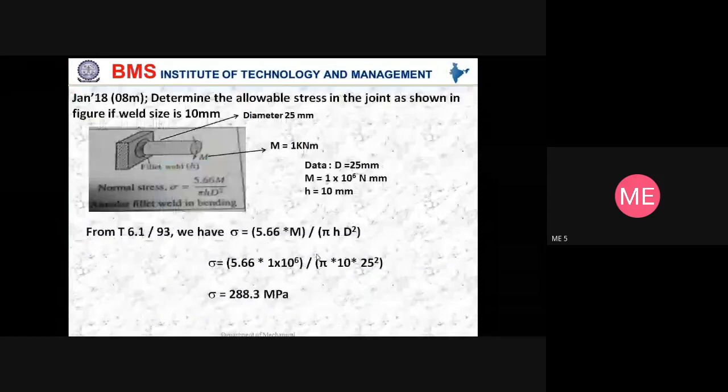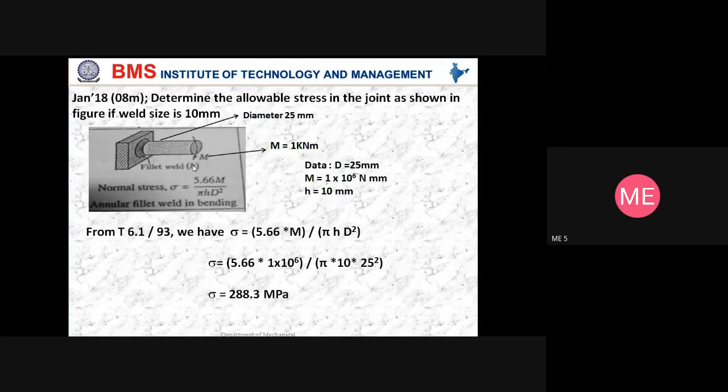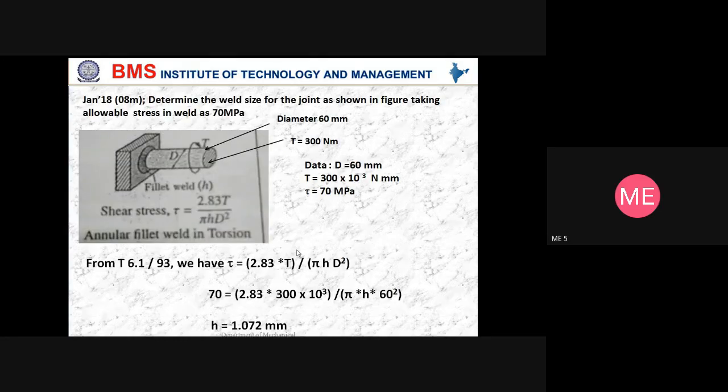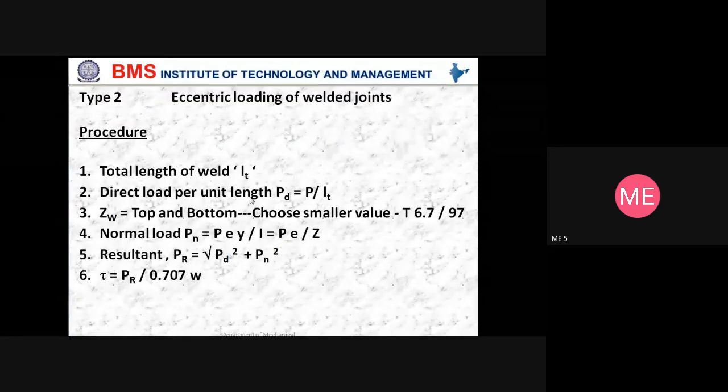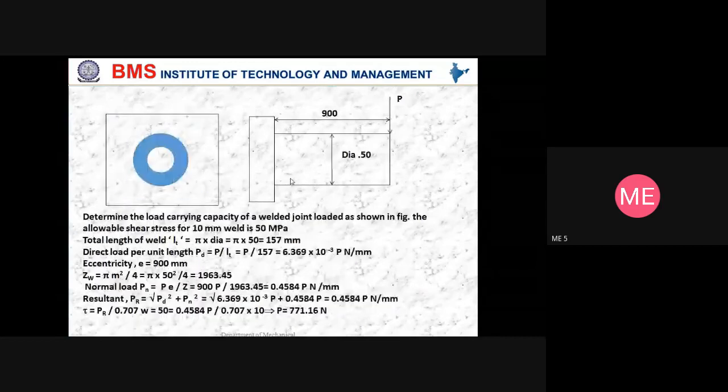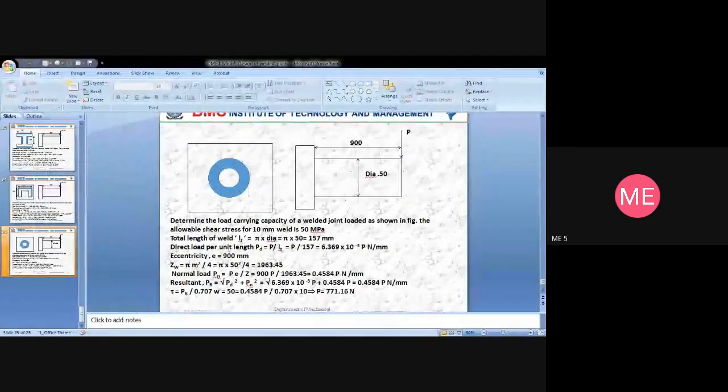Then we went to another type of problems where the welded joints are subjected to bending moments and torsional moments. We choose appropriate sketches and equations from table 6.1 and then solve the problems. Then we learned about eccentric loading of welded joints type 2, and solved few problems based on that. This is what we did in welded joints.